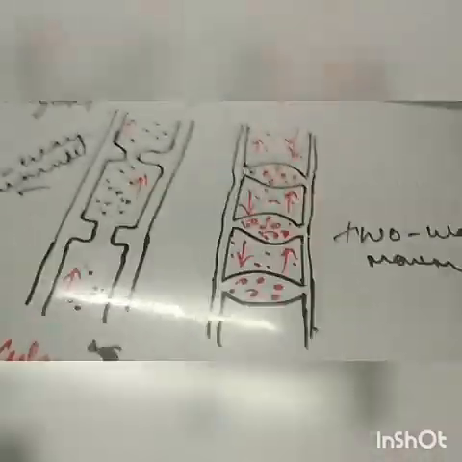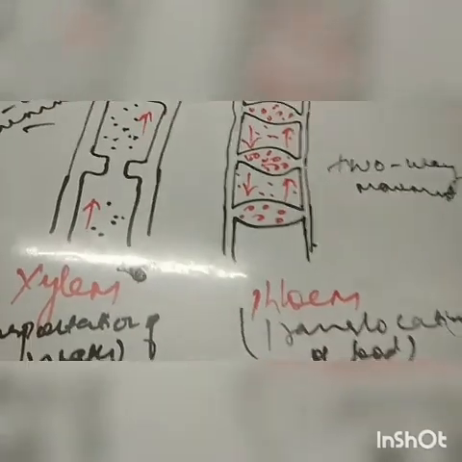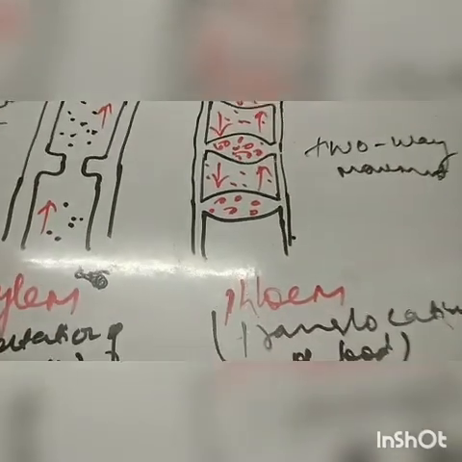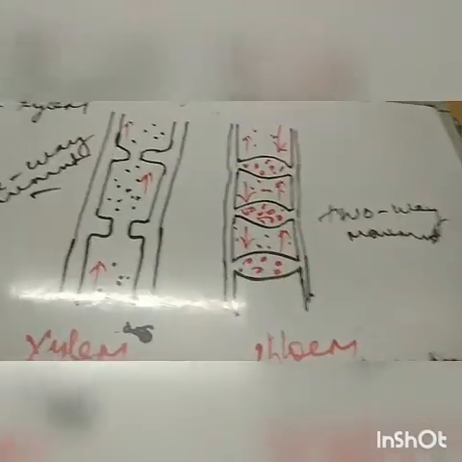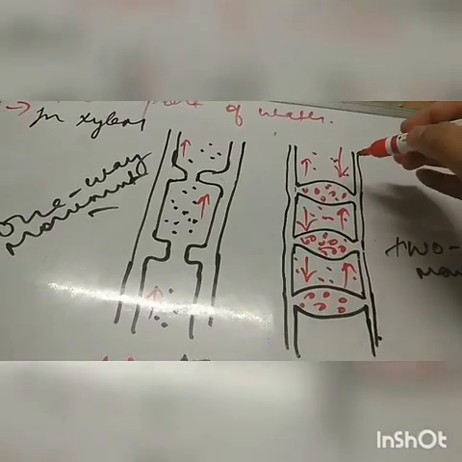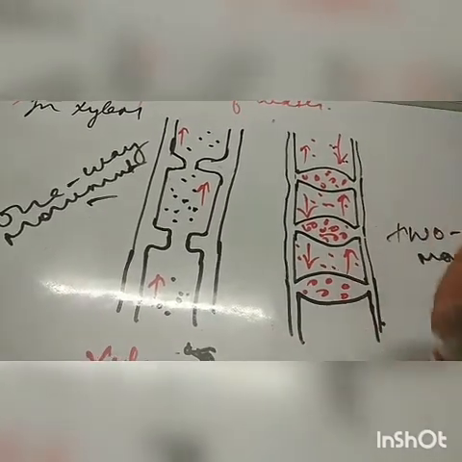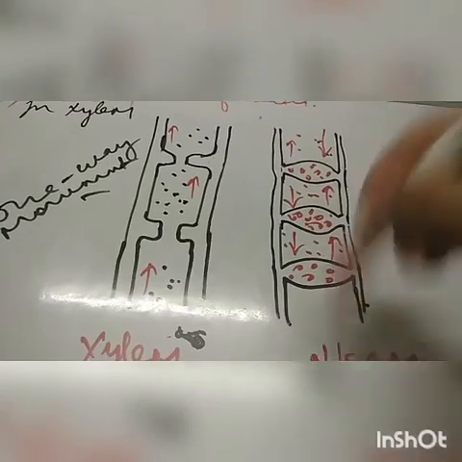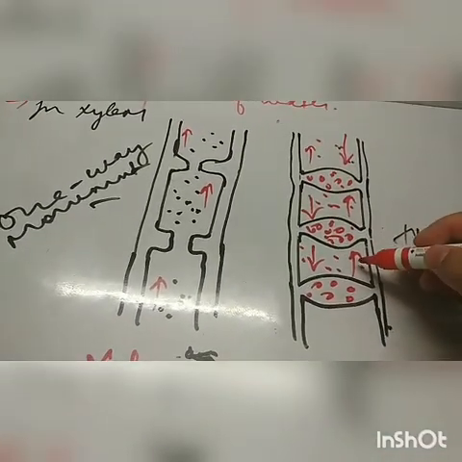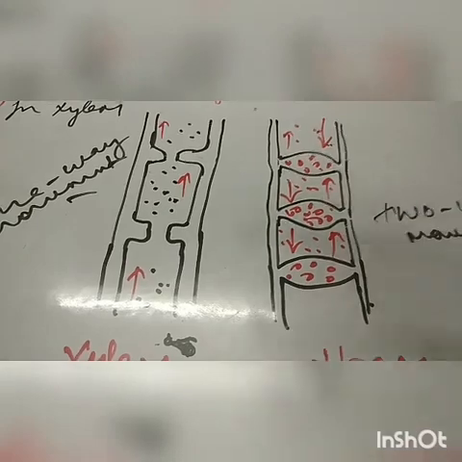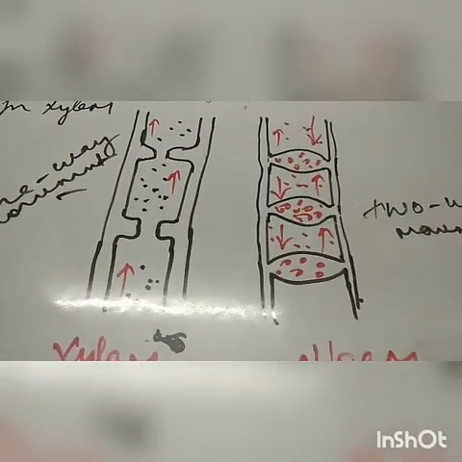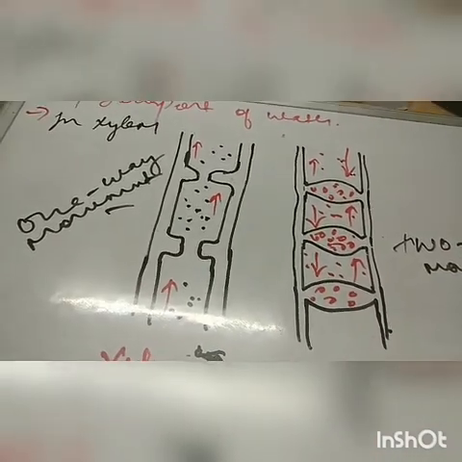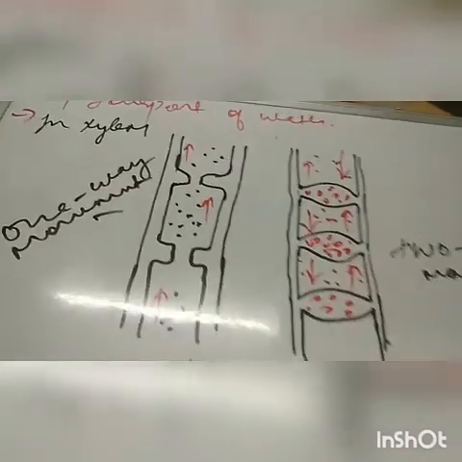And the other one is phloem, which translocates food. Where does food come from? Food is made through photosynthesis. This food has to be translocated, and it has to travel downwards towards the roots and stems, and also upwards to the fruit, leaves, trunk and stems. All of these require food. So it is a two-way movement. There's a two-way movement of food, and a one-way movement of water.